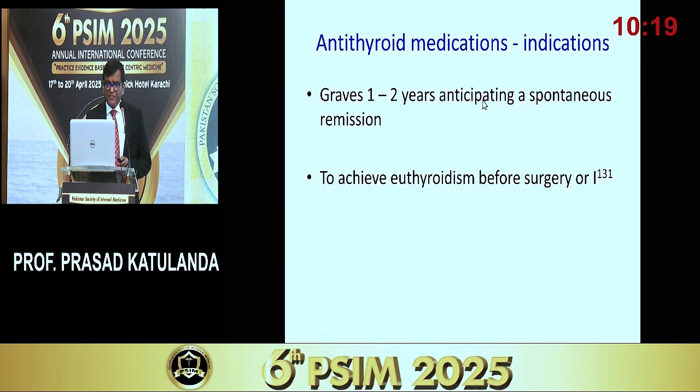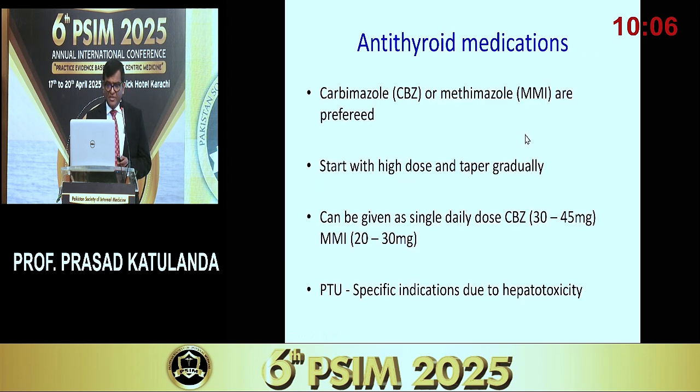So the antithyroid drugs we usually use for 1 to 2 years, anticipating spontaneous remission in Graves, and usually in any thyrotoxic condition to achieve euthyroidism before surgery or I-131. We know carbimazole and its product methimazole are the preferred drugs because of their safety. PTU is available, but specific indications are there, which I will come into shortly. And generally, we start with high dose and taper gradually, and the usual doses are carbimazole around 45 maximum and methimazole around 30.